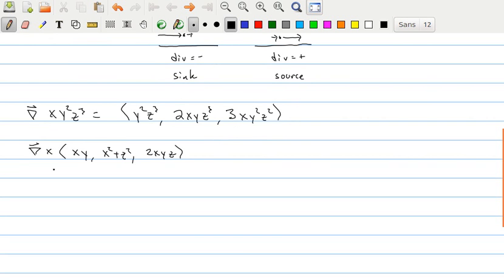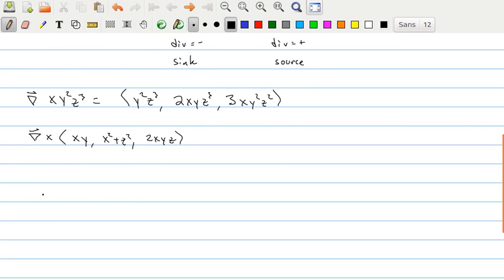Now the curl is a cross product, which means we've got to set this up as a determinant. We're going to take the determinant of a certain 3x3 matrix. The top row, because it's a cross product, will be i, j, and k. The second row is the three entries in this vector. Now this isn't really a vector, this is just helpful notation to remember the formula for curl.